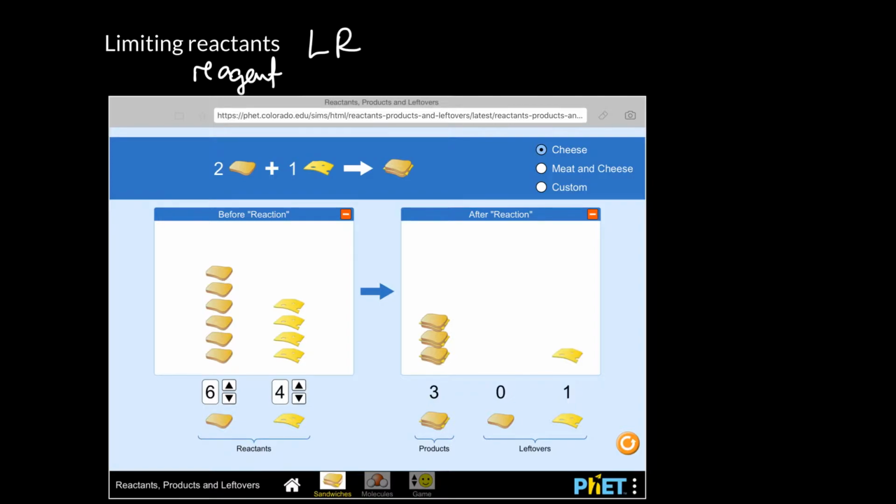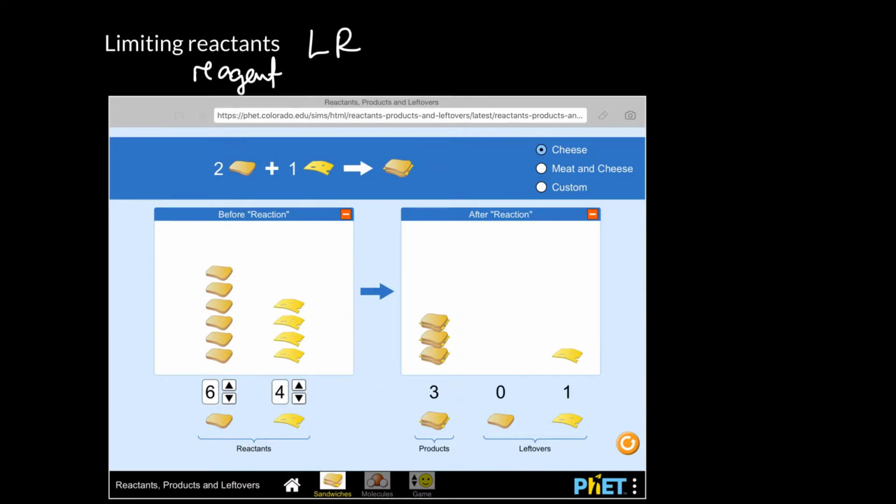Well, how do we figure this out? We know that 2 slices of bread can make a sandwich, so 6 slices of bread can make 3 sandwiches. We know that each cheese ends up in a cheese sandwich, so 4 slices of cheese should be able to make 4 cheese sandwiches. So all the bread can make 3 cheese sandwiches, and all the cheese can make 4.